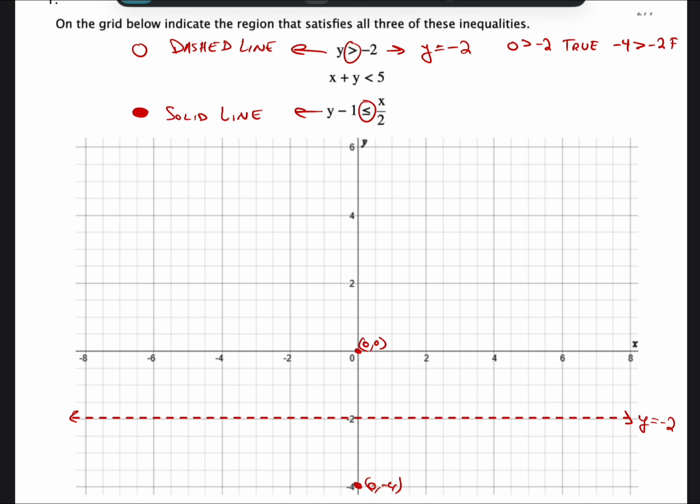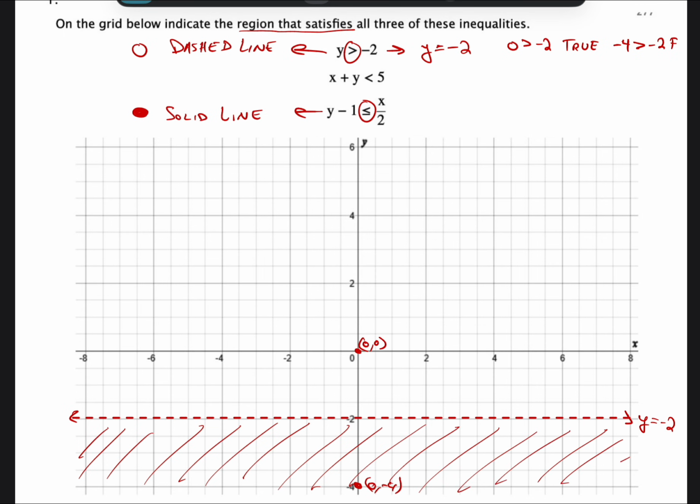What we're doing with these, you'll notice our command is to indicate the region that satisfies all three of these inequalities. So we're going to indicate that this region below this line does not satisfy the inequality y is greater than -2. We're eliminating regions that don't satisfy each individual inequality.